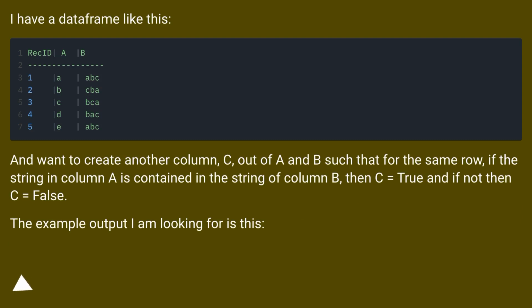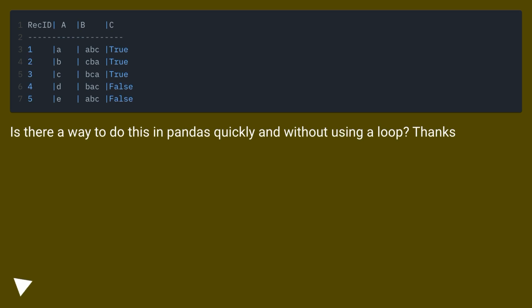and want to create another column, C, out of A and B such that for the same row, if the string in column A is contained in the string of column B, then C equals true, and if not, then C equals false. The example output I am looking for is this. Is there a way to do this in Pandas quickly and without using a loop? Thanks.